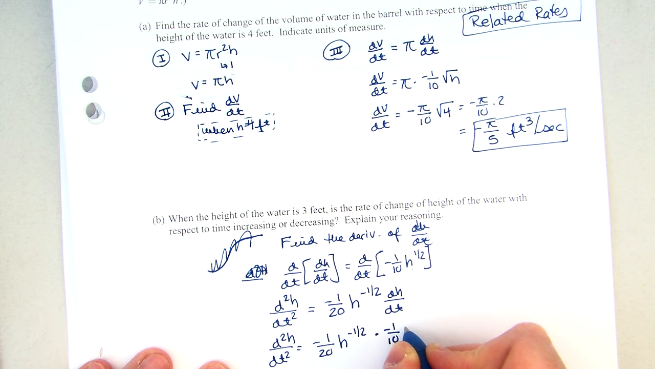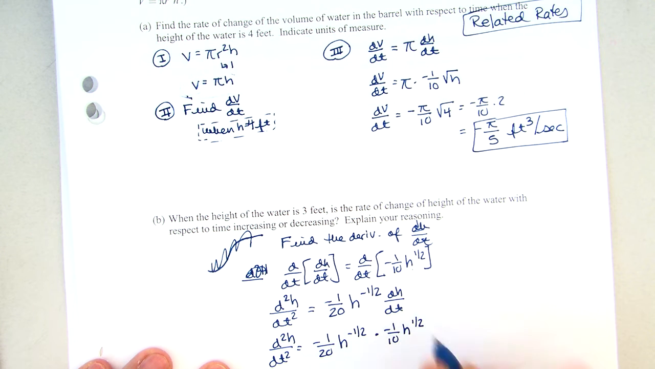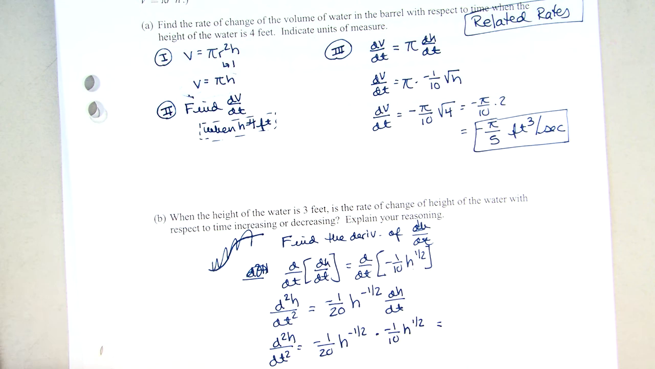Say that again? Because I've got an h to the negative 1. I take that back. They cancel. I take that back. Yes, you're right. You make me look stupid. I do that sometimes.